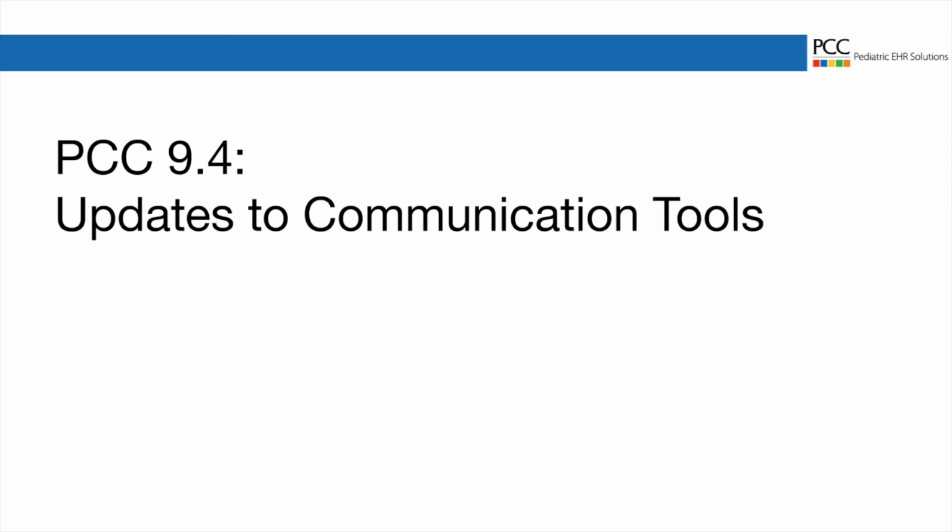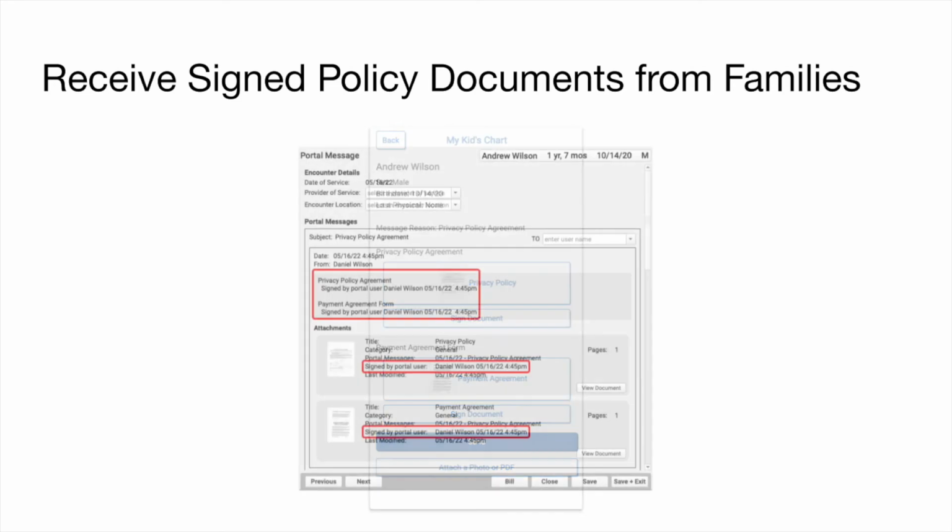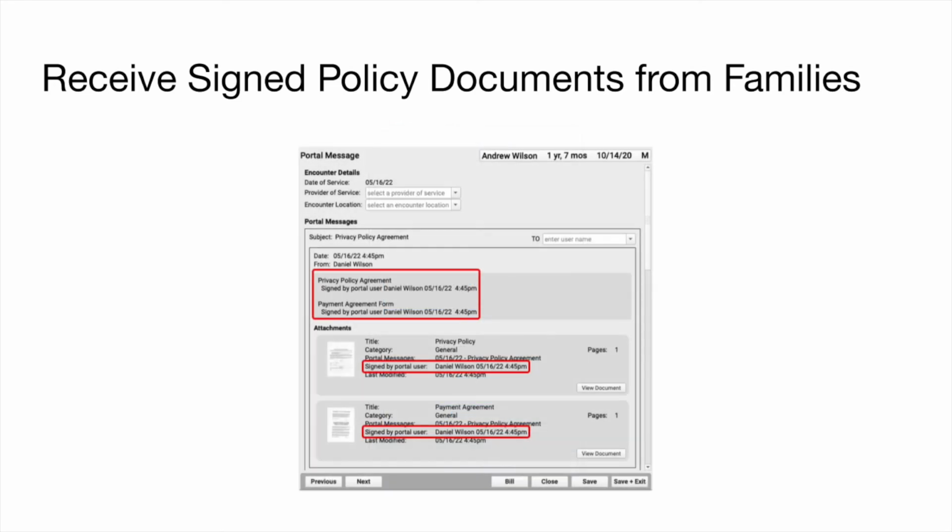Next, PCC 9.4 includes a long list of improvements to our various communication tools, like the Patient Portal, pocketPCC, and more. Families can now pop open the Patient Portal, sign a privacy policy document or a payment agreement or some other document for your practice by touching a button and then send the signed agreement to you. It will come into PCC EHR like any other portal message with an indication of who signed it and when.